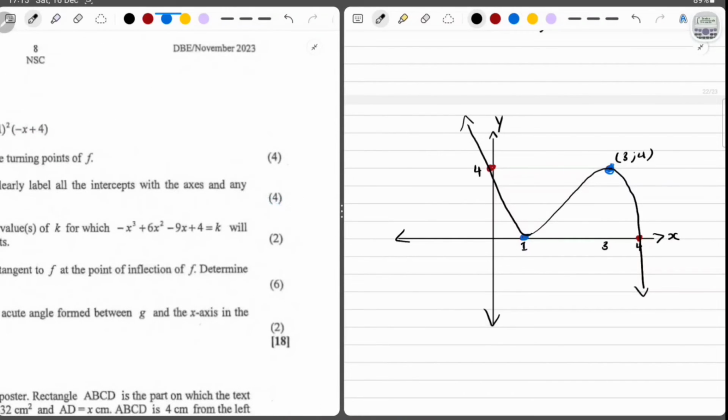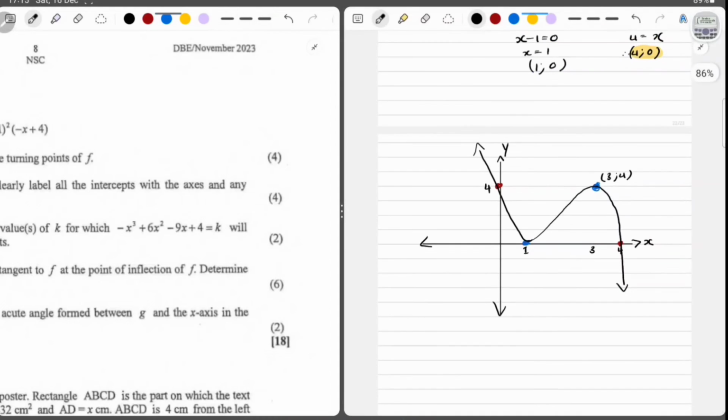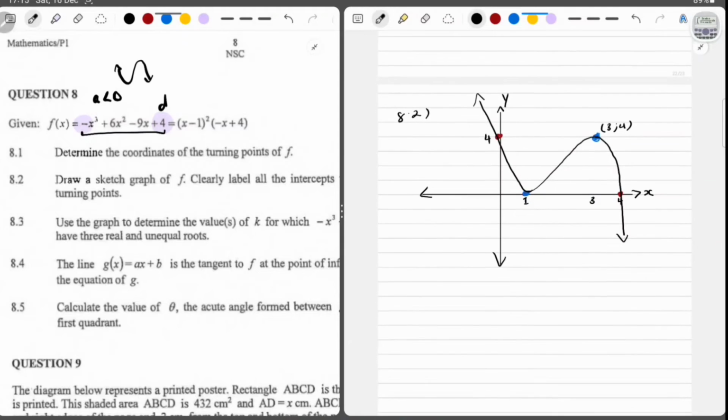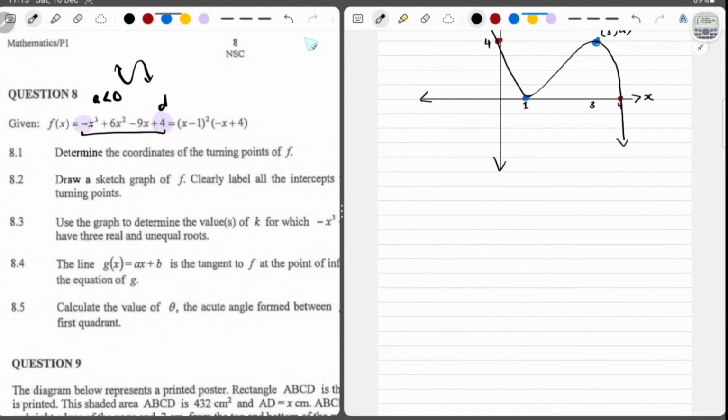You see, it's only 4 marks. You're getting marks for labeling those points, or really they just want to see the shape of it and the points that you have. Okay, so that is question 8.2, and we're done with that. Moving on to the next question.